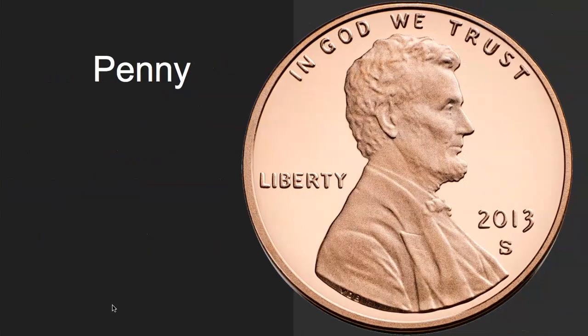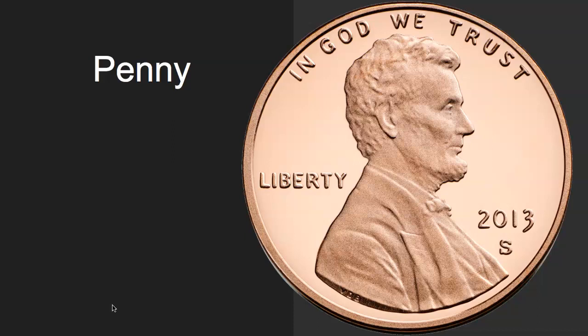So today we're going to start talking about coins. And as we talk about them, I want you to write the name of the coin on your paper, and then I'll give you some information about it. So this is the penny, and the penny is copper plated. It used to be all copper, but then in the war they needed more copper, so then they changed up the mix of the penny a little bit.